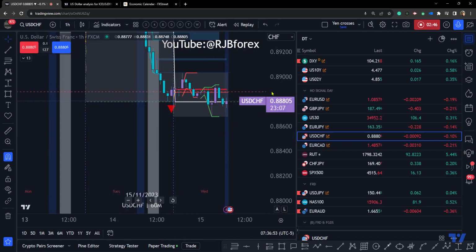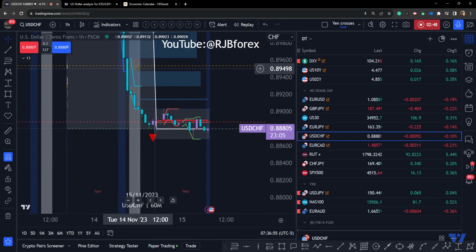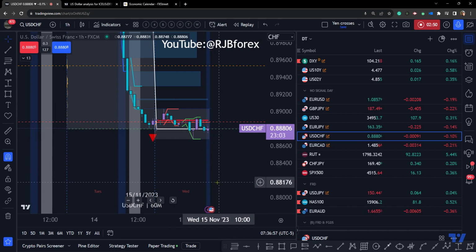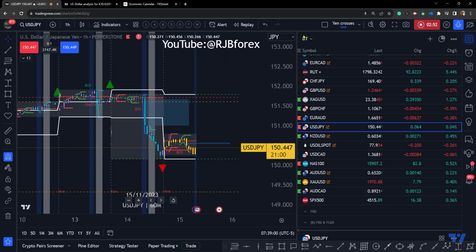But ideally, we would be looking for the continuation trade. We've got the same here with dollar yen.